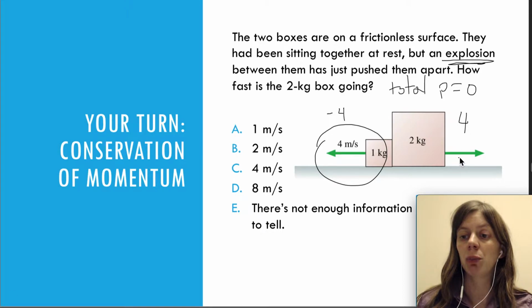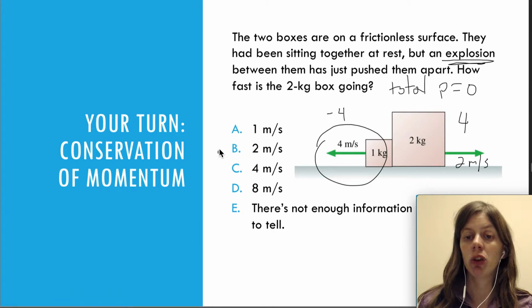So you can see that the speed is going to have to be 2 meters per second, so that they multiply to 4 and cancel out the negative 4 of the one going in the opposite direction. So the answer is 2 meters per second. The point of this is just to visualize what's happening: if the initial momentum is 0 because they're both at rest, conservation of momentum says the final momentum will be 0 as well. So the two momenta have to cancel each other out.